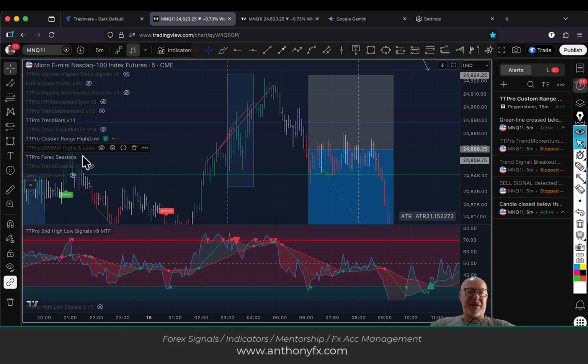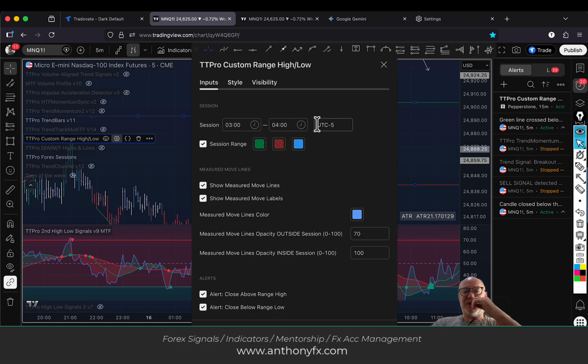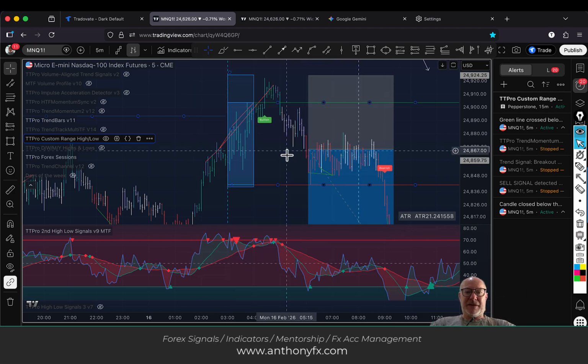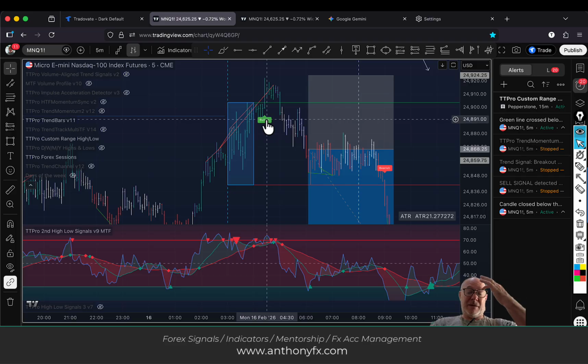So now we can start to get into the indicators. Custom range high, low, and then we set that to 3 a.m. to 4 a.m. for the London session, UTC -5. And that gives you this thing here. Now, you're ignoring any green. This is just a bullish breakout of the initial range. That's all that is, right? You're ignoring that because you're looking for the red signals.